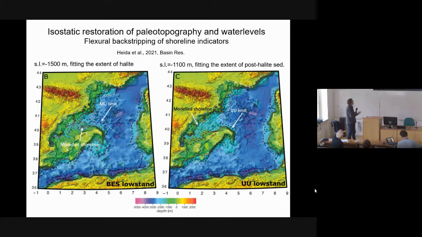sign for coastline. You can choose either the lateral extent of halite, how far it reaches from the deeper parts into the margins, or you can choose the lateral extent of the upper deposits. Depending on that, by doing a flexural backstripping of those shoreline indicators, you get different estimations of the original depth of this sea level drawdown. How much did the sea level go down during the desiccation of the Messinian Salinity Crisis?